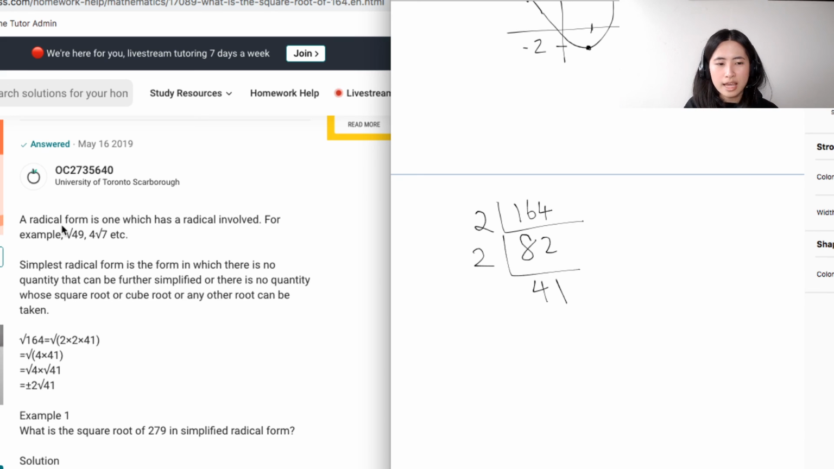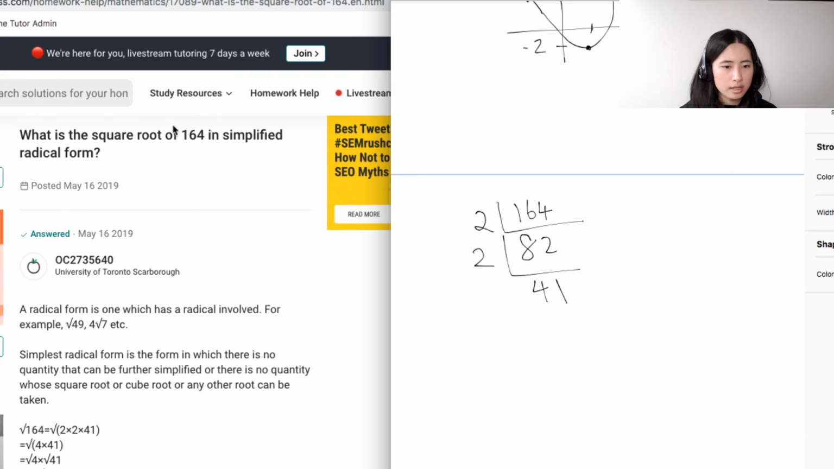Therefore, because we're taking the square root, right? Yeah, so here it says square root of 164. So remember what I said, you're supposed to group your factors as a pair because you're taking the square root. And what happens here is you take the positive and negative value of that square root and you are able to take out that 2 and then you have square root of 41.